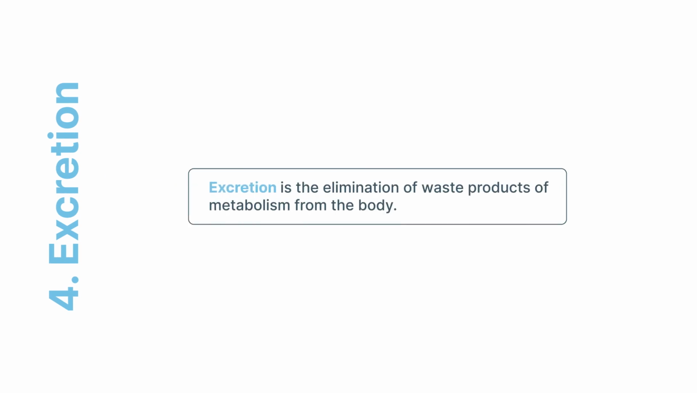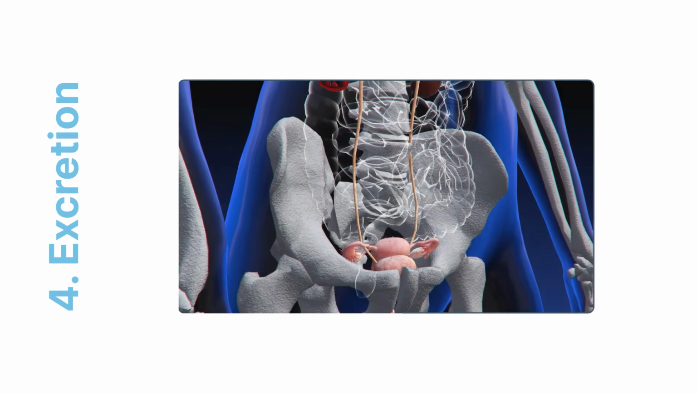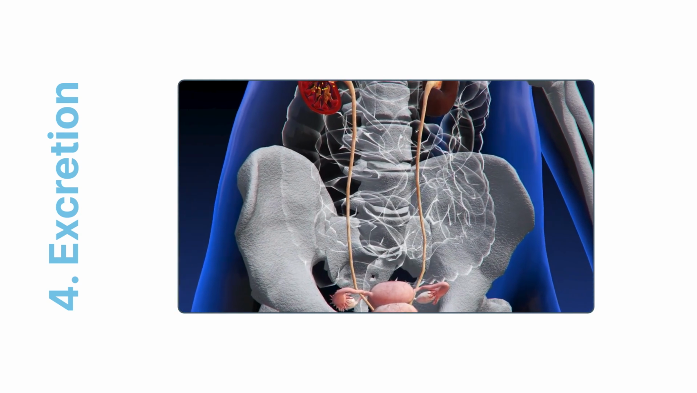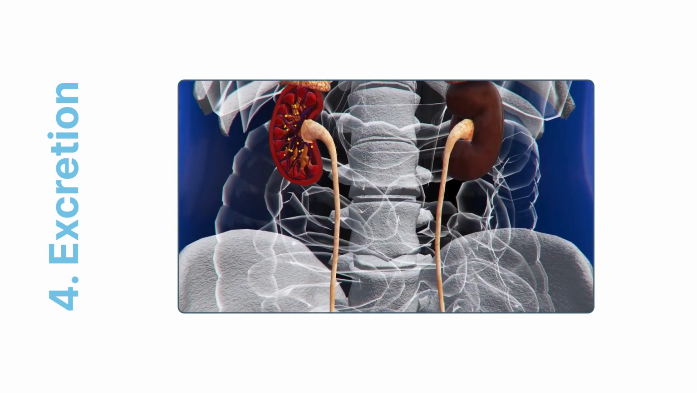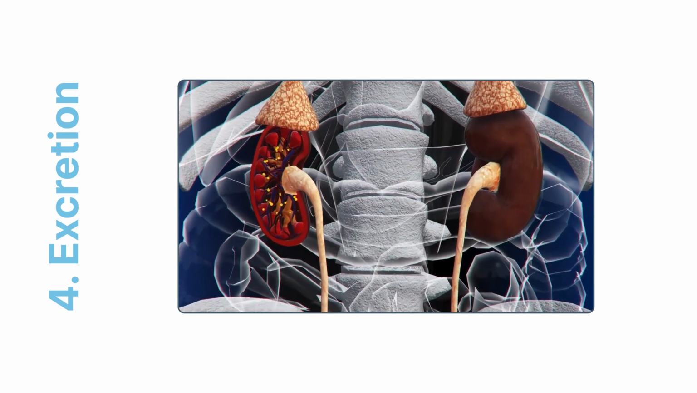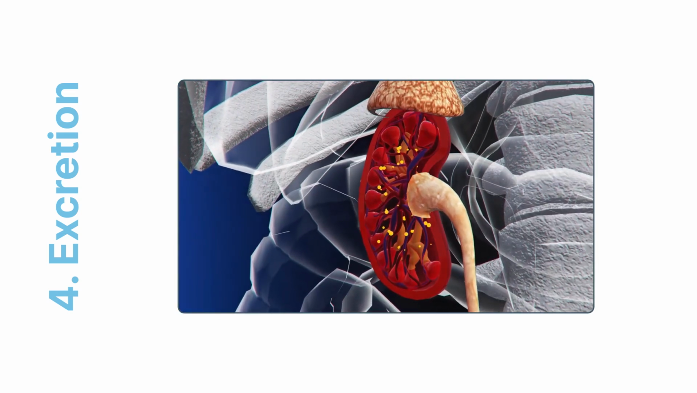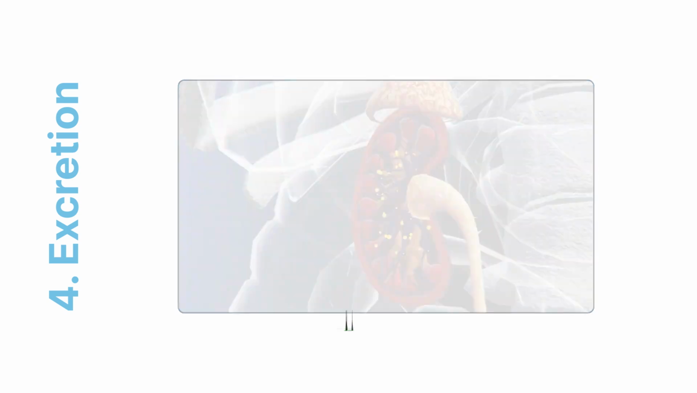Metabolism in animals inevitably leads to the generation of waste products, which living things must get rid of from their bodies to maintain a stable internal environment. This elimination of waste products of metabolism from the body is known as excretion. Animals like ourselves tend to eliminate most of our waste through the kidneys, where we eliminate urea in urine, and the lungs, where we eliminate carbon dioxide. The liver and skin also contribute to getting rid of certain toxins.